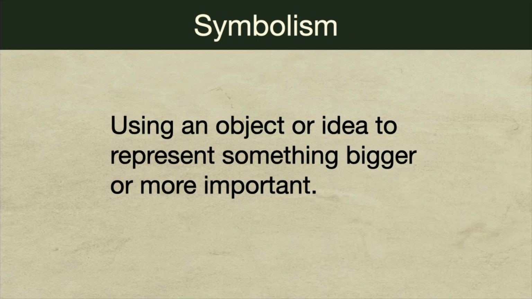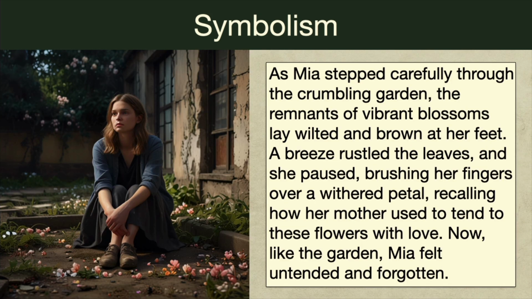Symbolism. Using an object or idea to represent something bigger or more important. Example. As Mia stepped carefully through the crumbling garden, the remnants of vibrant blossoms lay wilted and brown at her feet. A breeze rustled the leaves, and she paused, brushing her fingers over a withered petal, recalling how her mother used to tend to these flowers with love. Now, like the garden, Mia felt untended and forgotten.